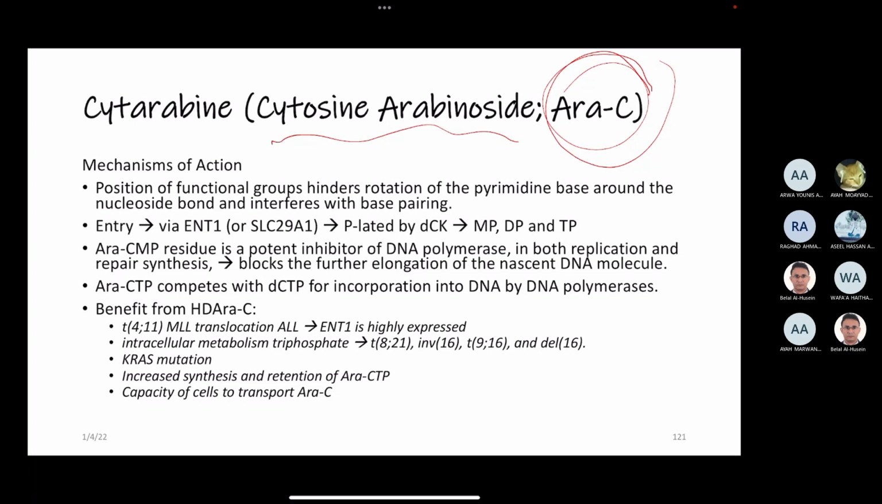in some types of cancers like leukemias بالاطفال، خصوصا اذا كان في mutations معينه زي translocation 411 which mediates a translocation اسمه بسموه MLL or mixed lineage leukemia, or translocation 821, inversion 16, translocation 916 or deletion 16. So all of those are mutations with high expression or uptake of the drug.